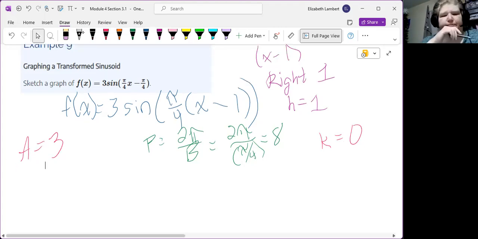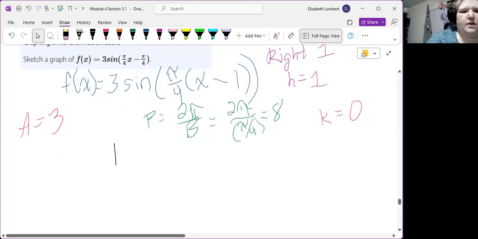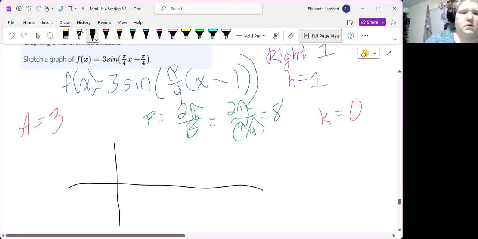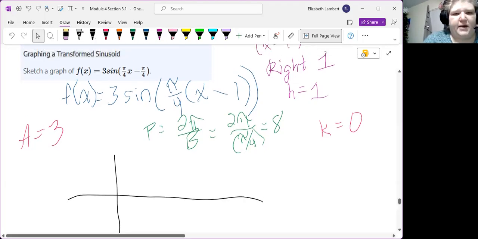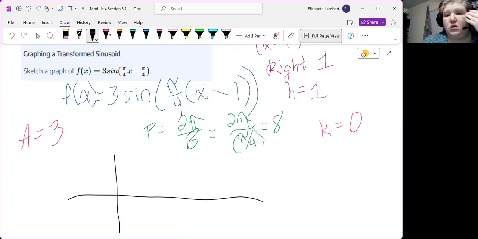All right. So let's start there. Now we need some tick marks. So our period is 8 units long, but we have to start 1 to the right. So I want to start here. 3, 4, 5, 6, 7, 8, 9.